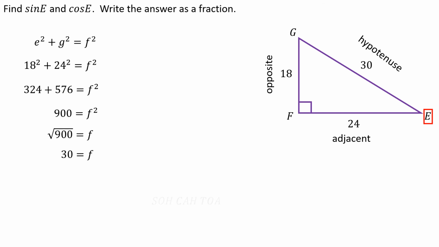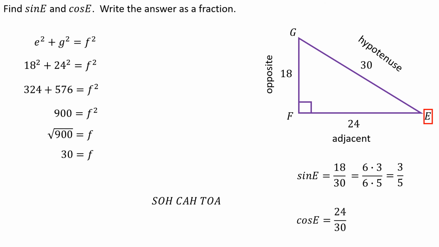So if I want the sine of angle E, again, this is where I want to remember SOHCAHTOA. SOHCAHTOA reminds me that sine is opposite over hypotenuse. 18 over 30, reduce the fraction. SOHCAHTOA also reminds me that cosine is adjacent over hypotenuse. So I put adjacent over hypotenuse. I can reduce the fraction. There's my answer. So those are my answers for sine and cosine.